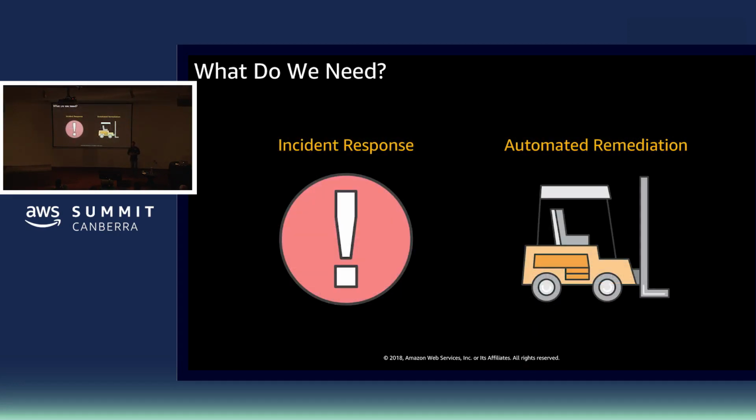So what do we need? Well, we need a timely response system. And we don't want to leave those objects exposed out to the public waiting for us to act on it. That's the power of AWS. We can actually automatically revert those permissions back to private.